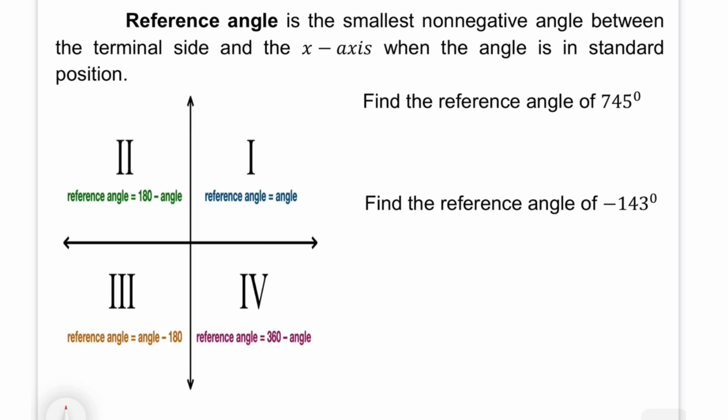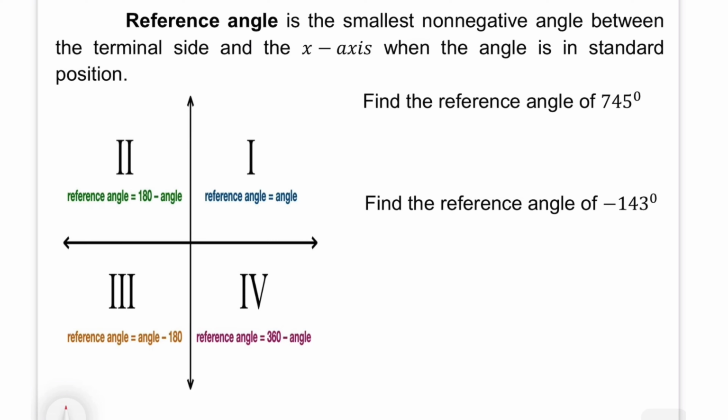So, meron tayo dito sa figure natin. So, we have the quadrant 1. Reference angle is equal to the angle itself. Kasi nga, yung dapat maging sagot is the positive degrees na more than kay 0 pero less than kay 90. Tapos, quadrant 2. So, reference angle is equal to 180 minus the angle, yung given angle. Tapos, quadrant 3, reference angle is equal to angle minus 180. Tapos, quadrant 4 is reference angle is equal to 360 minus the angle.